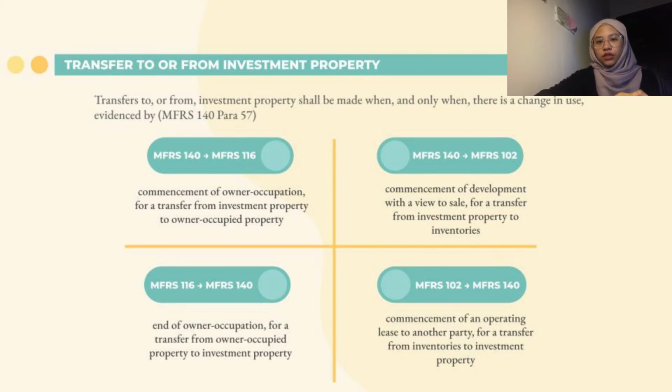So the last transfer is from MFRS 102 to MFRS 140. It occurs at the commencement of an operating lease to another party. We transfer from inventories to investment property.